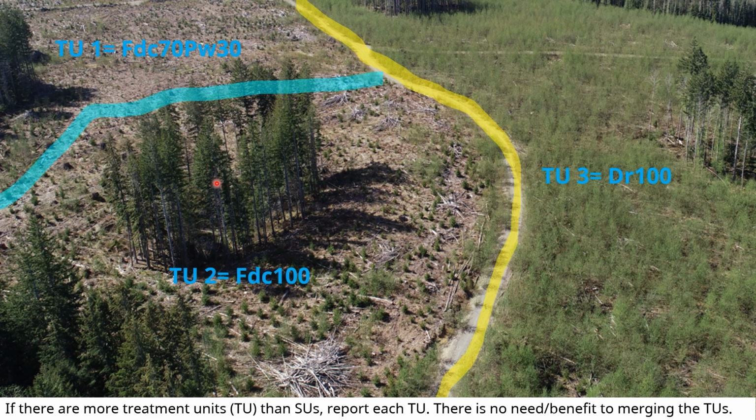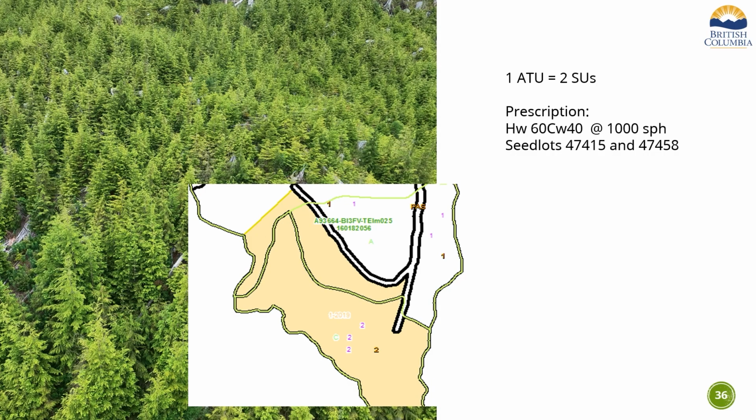Okay, here's a final example. This opening has 2 standards units. For the planted area, the plant areas maintained an even distribution of hemlock and cedar across the entire area with no change in density or seed lots. There was also no substantial difference in the planting attributes or outcome between the SUs. As such, planting stratification is not required. This could be submitted as a single ATU. Now, if there was a substantial variation between the SUs, then it would be reported as 2 ATUs according to the BMP.